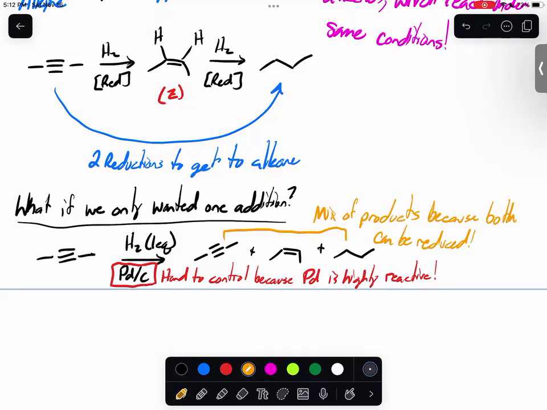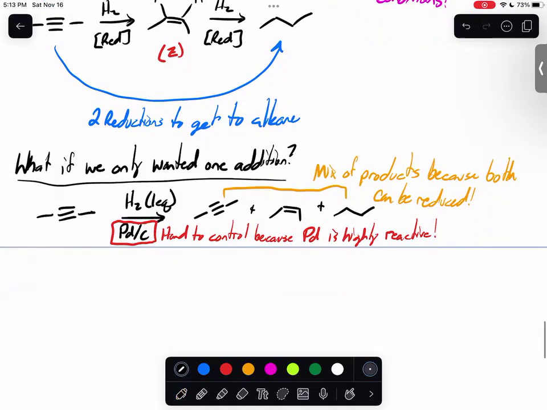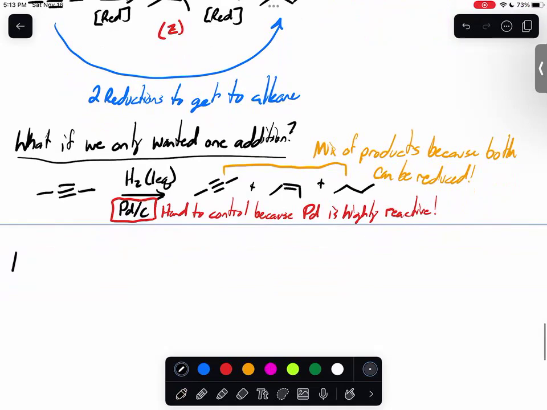But this one guy came up with a really good idea. He said, if the palladium's acting as the problem here, what if we made it not as reactive so that it ends up only doing this one time? And so this is what we call poisoning the catalyst.